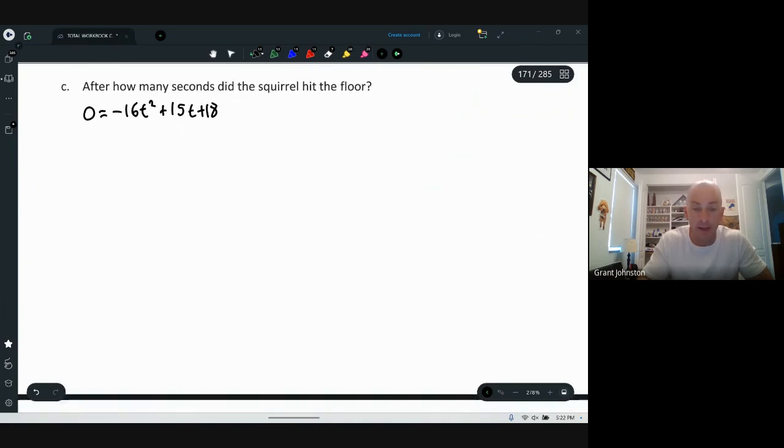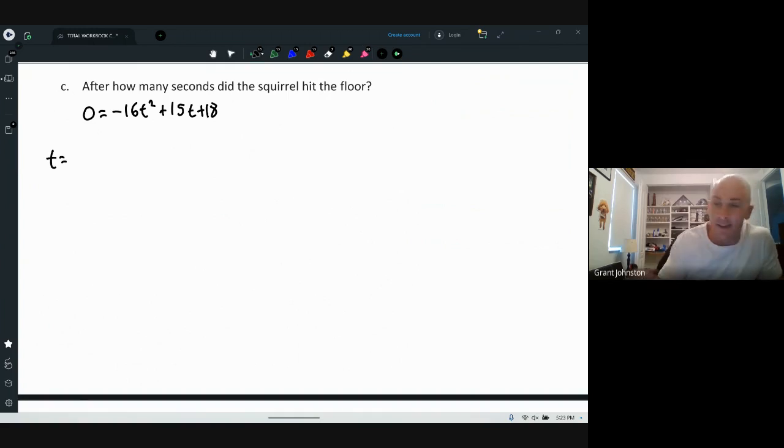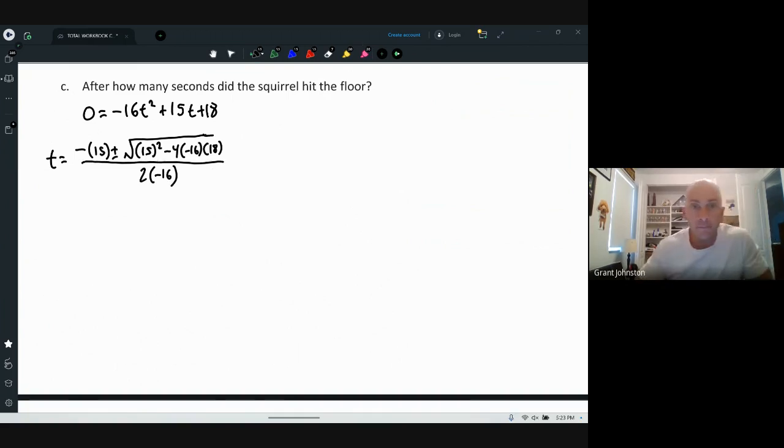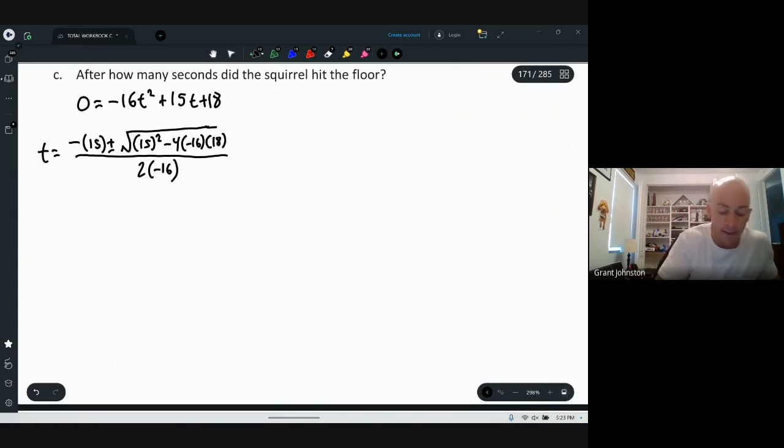So this might get a little messy, as a lot of these word problems do. Remember the formula is x equals negative b plus or minus the square root of b squared minus 4ac, over 2a. I'm going to write t instead, because this equation has a t, not an x. So negative b, so negative 15, plus or minus the square root of 15 squared minus 4 times a, which is negative 16, times c, which is 18, over 2a. That's the setup. Time to simplify.